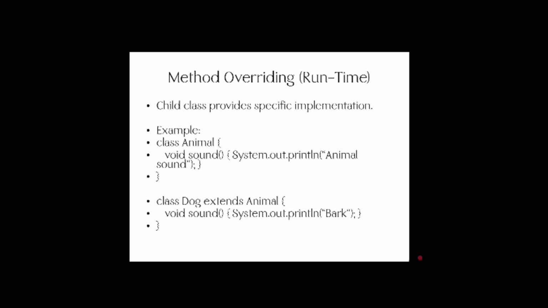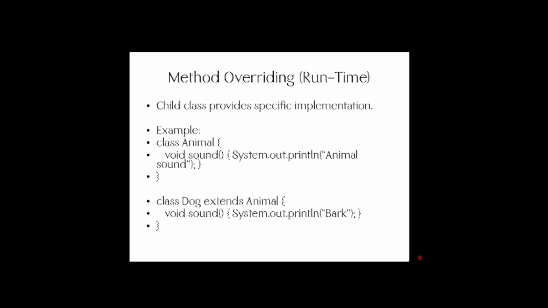And in the main class we will give Animal myAnimal equals new Animal, and Animal dog equals new Dog. And then we use animal dot sound and dog dot sound. So in these two cases, sound is the same method, but we use two different classes, Animal and Dog. So the output will be animal sounds and barks. And this is method overriding, which is done at runtime polymorphism.